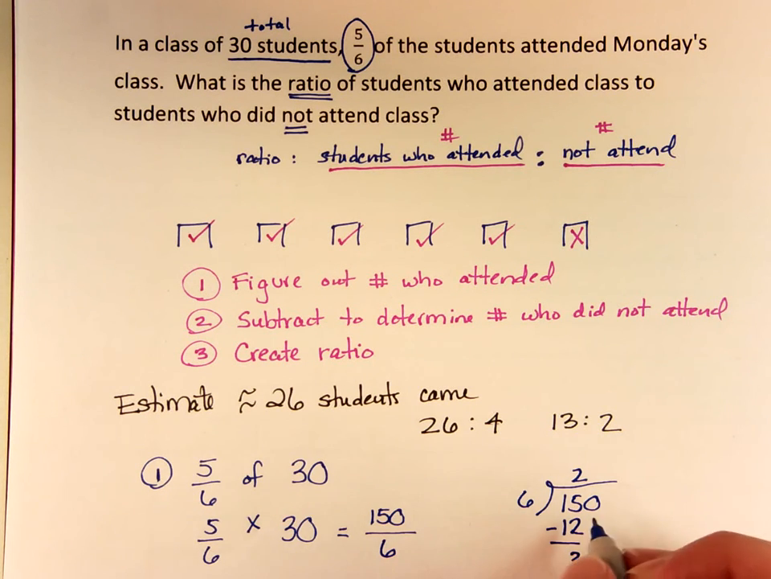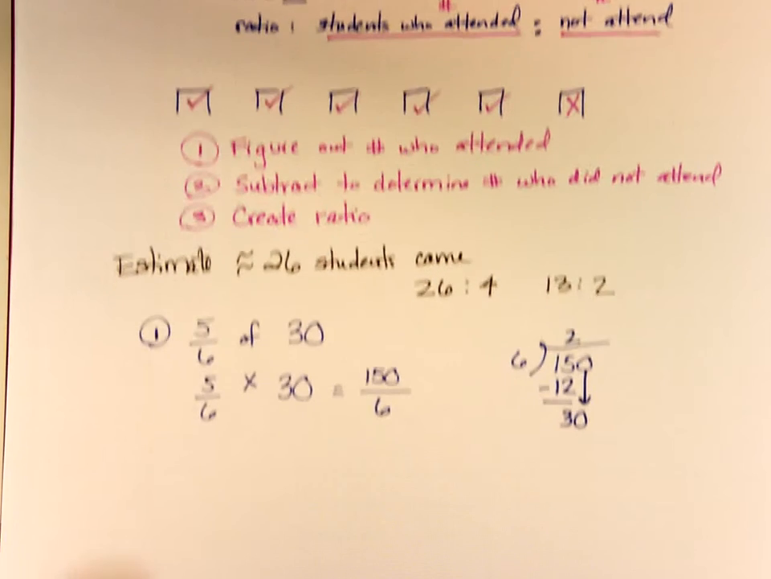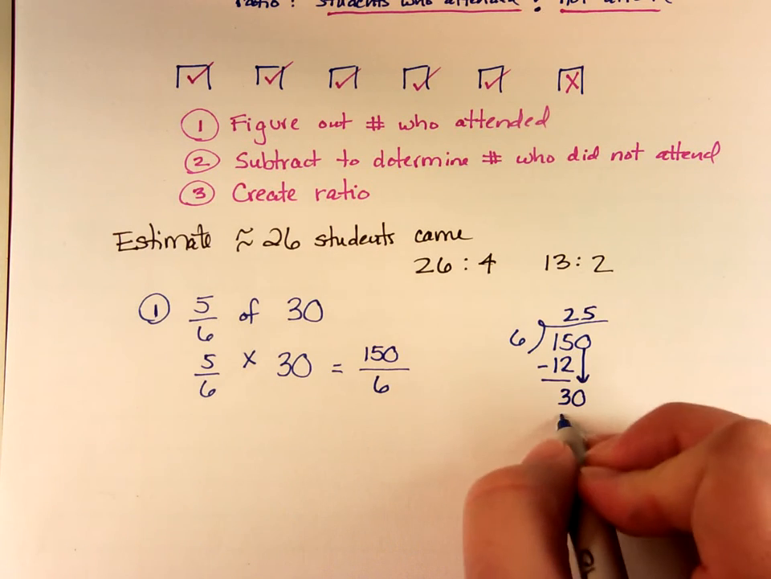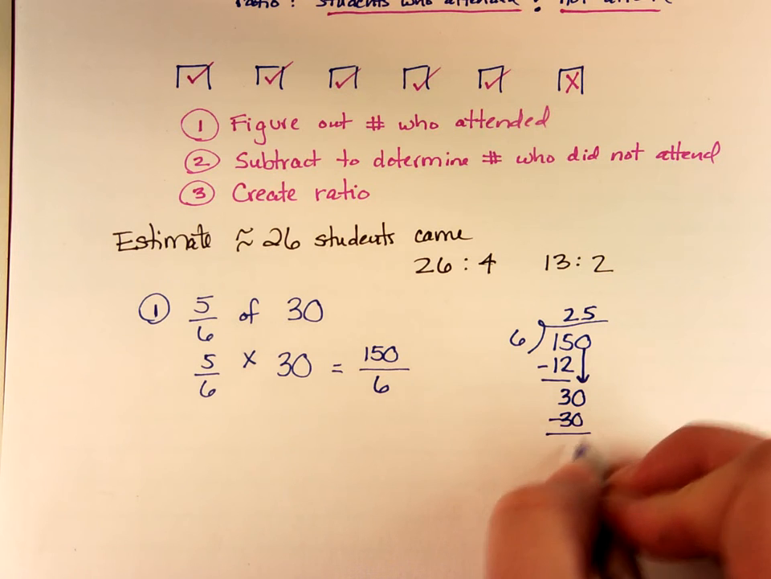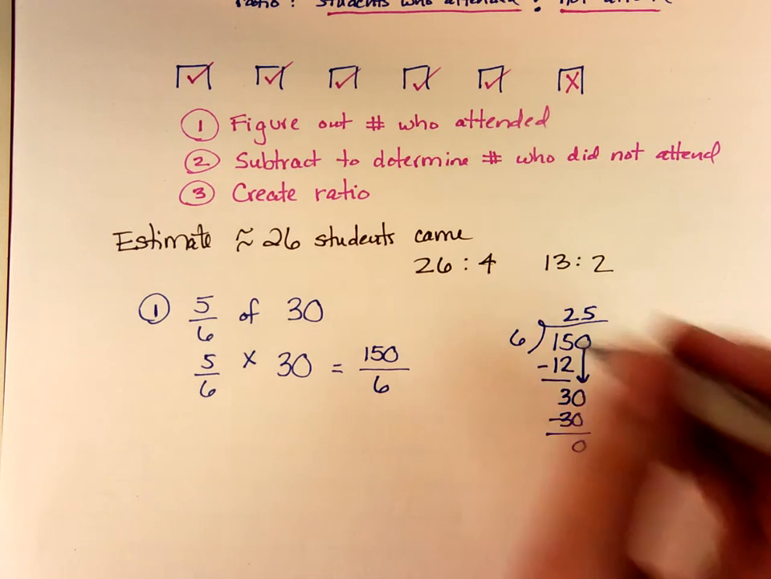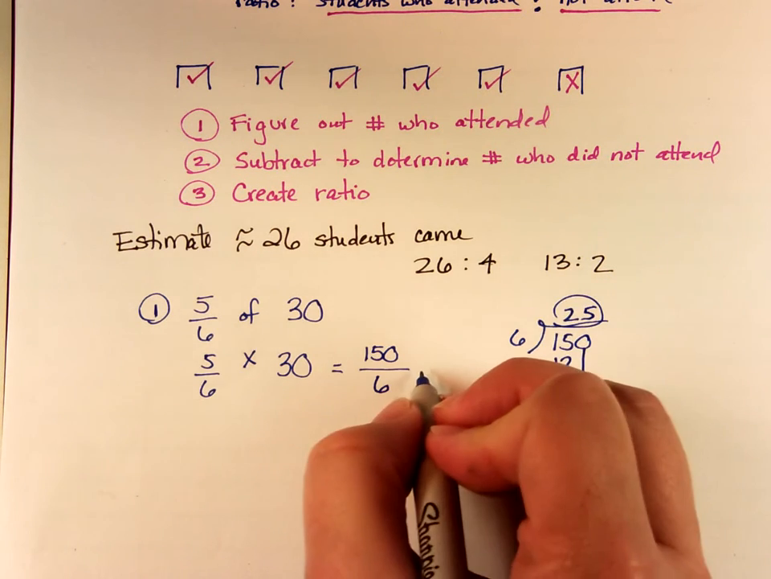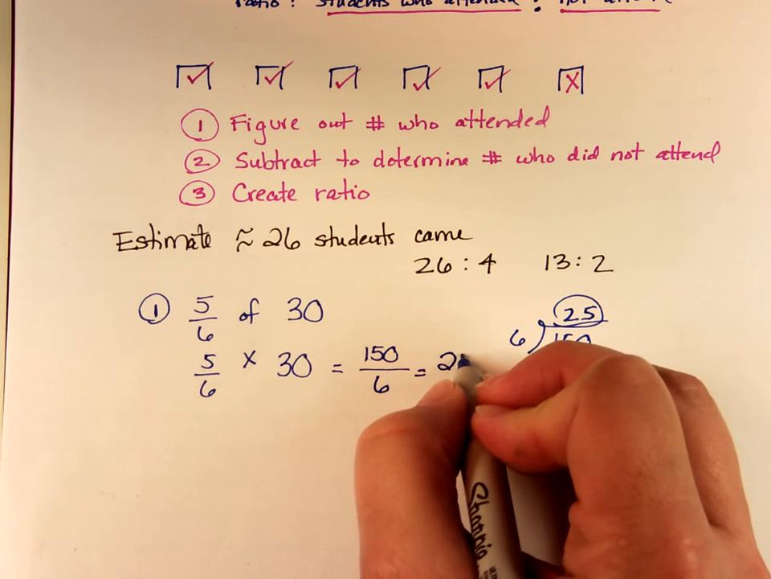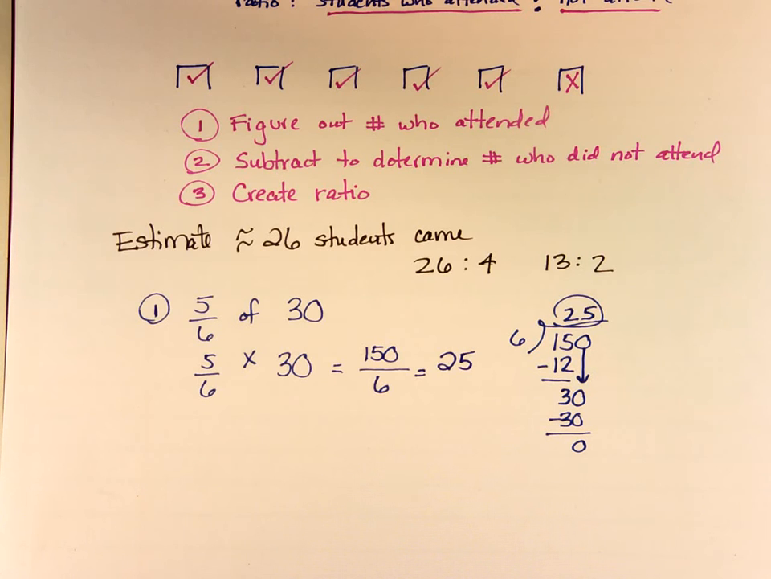We're not done. We need to carry the 0. How many times does 6 go into 30? 5 times. 5 times 6 is 30. 30 minus 30 is 0. So, 150 divided by 6 is 25. That's the number of students who attended.